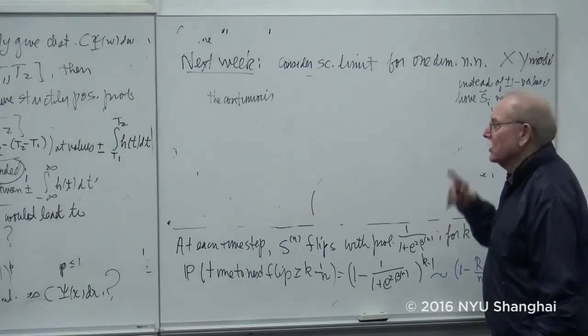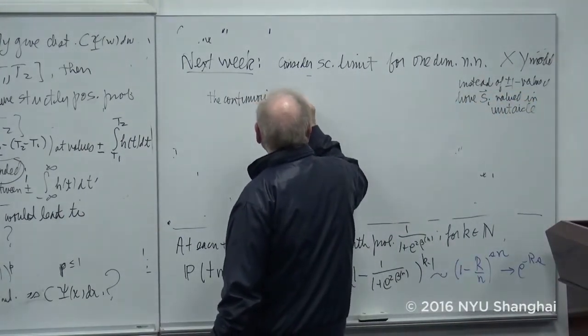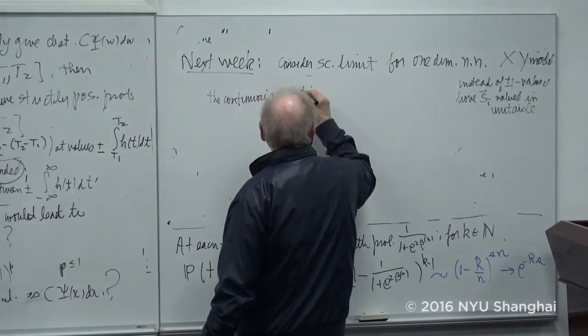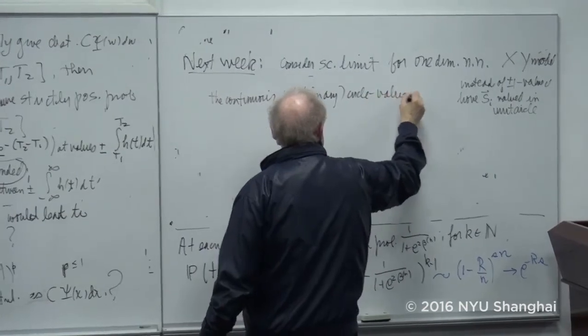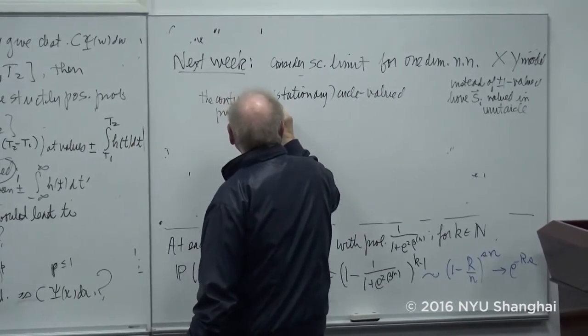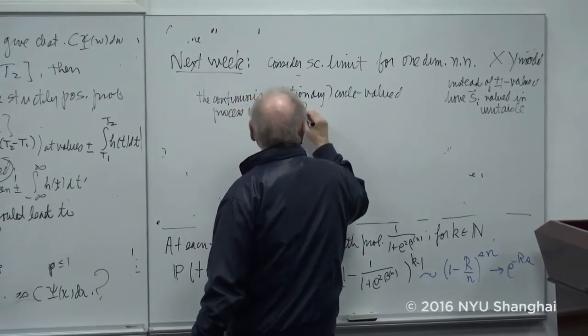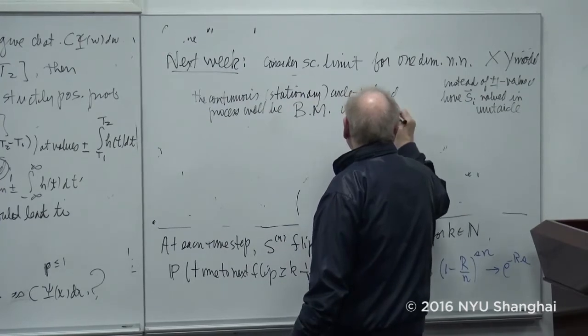It will also be a stationary process. The continuous stationary circle valued process will be Brownian motion kind of wrapped around the circle.